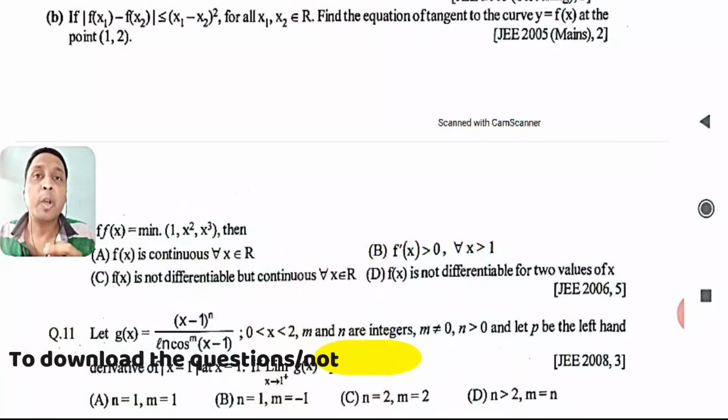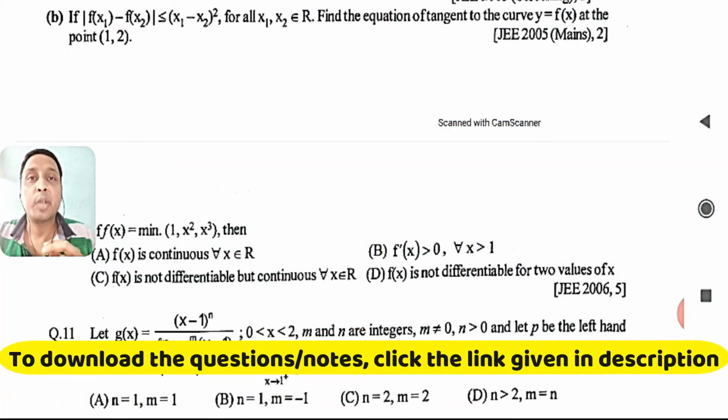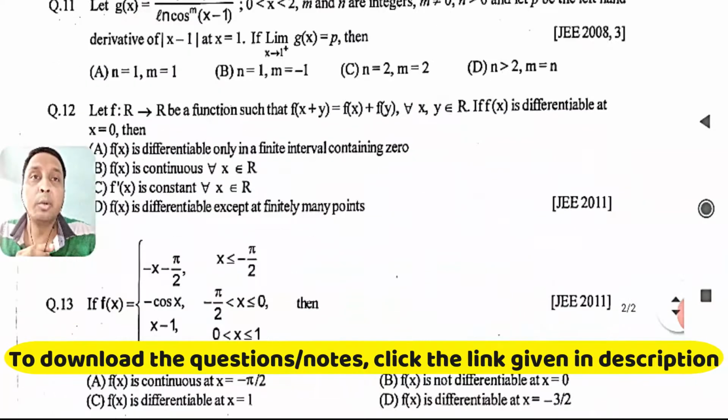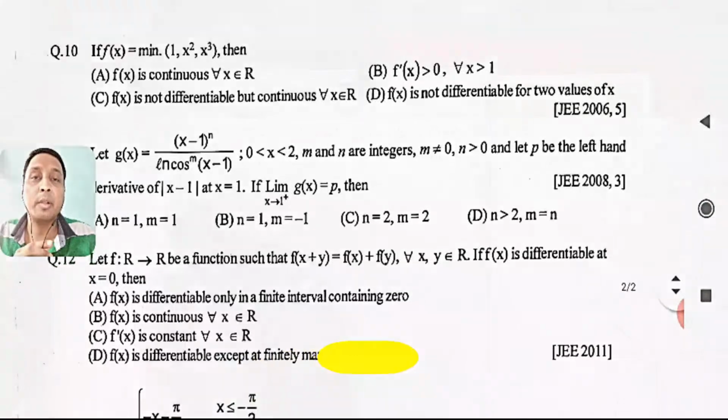Okay students, welcome you all to this new lecture in advanced level where you are solving previous year IIT JEE questions on differentiability. So in this lecture we will be solving from question number 9b to question number 12. Okay, then let's try to solve these questions.